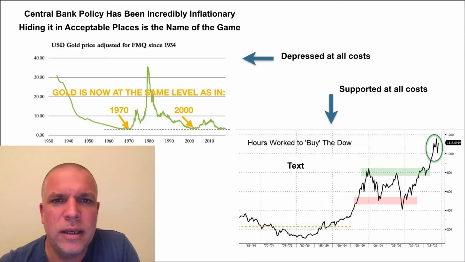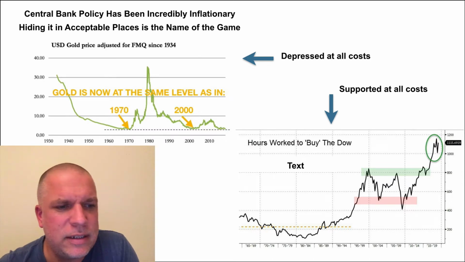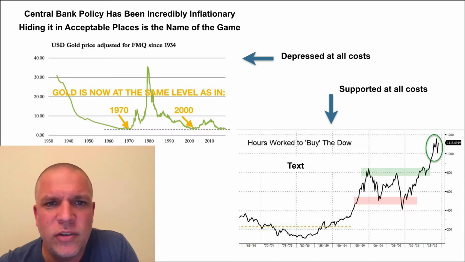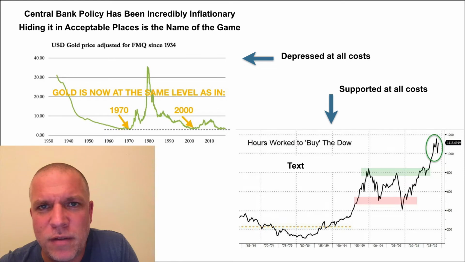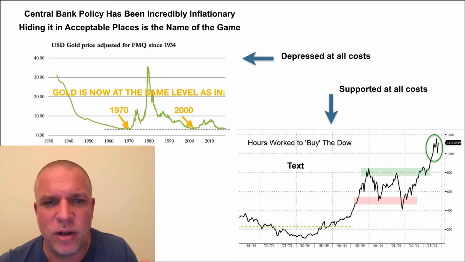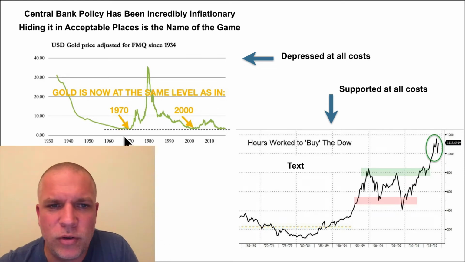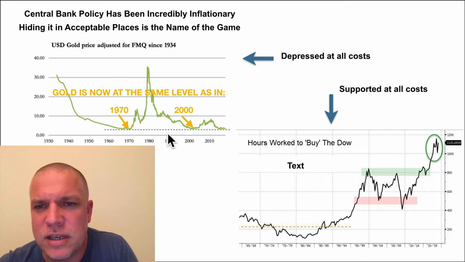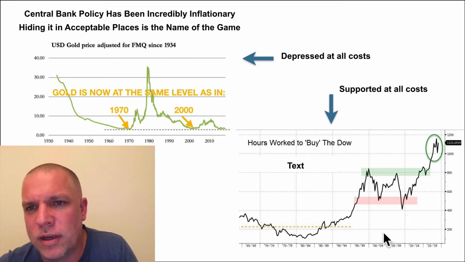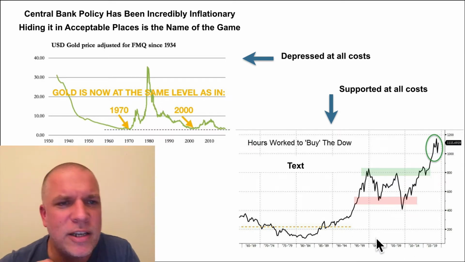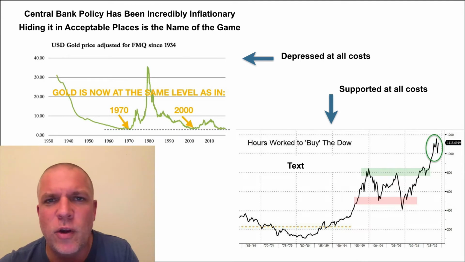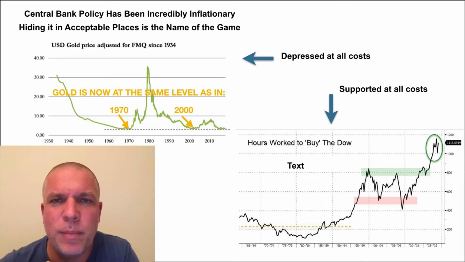So moving on. This is just some of the topics we talked about, but central bank policy ultimately has been very inflationary. We have had this huge increase in monetary supply. We saw it here with the gold. The game is that we have to depress this at all costs, but also support the current market at all costs. People often say, well, where is the inflation if this monetary expansion is so bad? Well, it is there. It's just not hiding in a basket of goods prices.